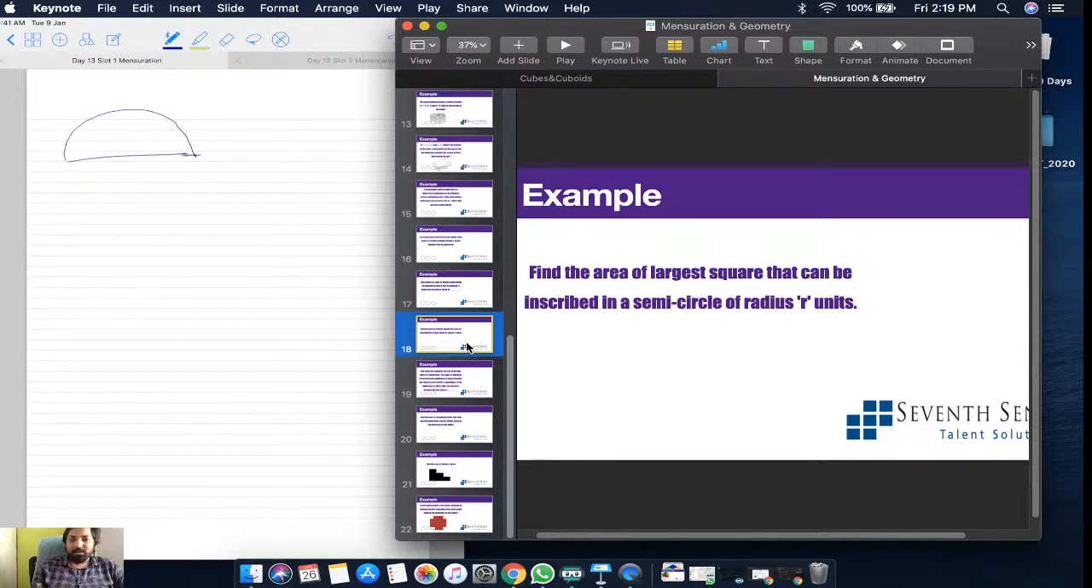In a semicircle, find the area of the largest square that can be inscribed in a semicircle of r units. There is r units, r units.